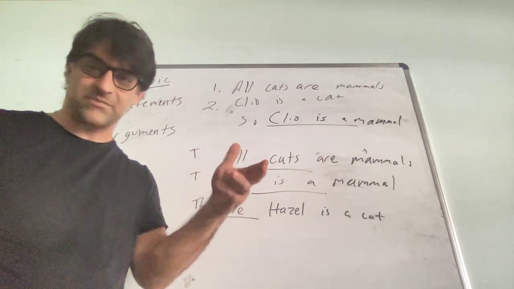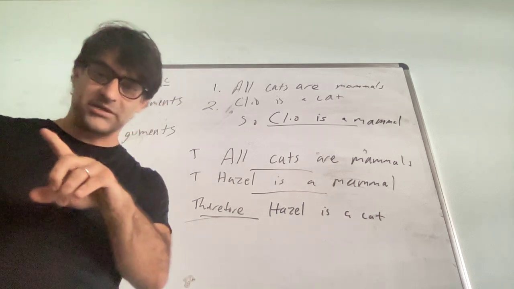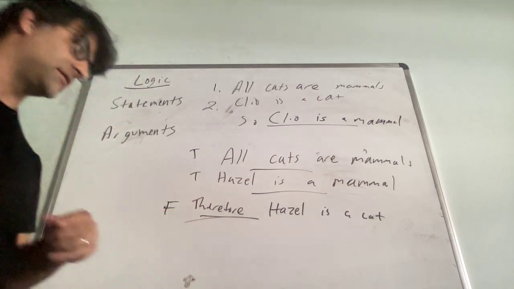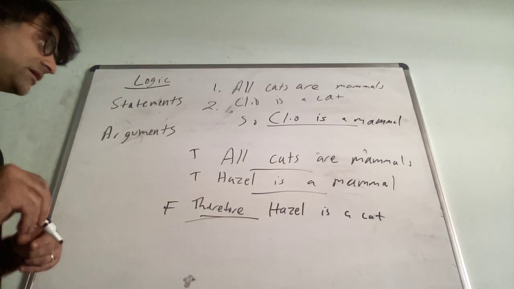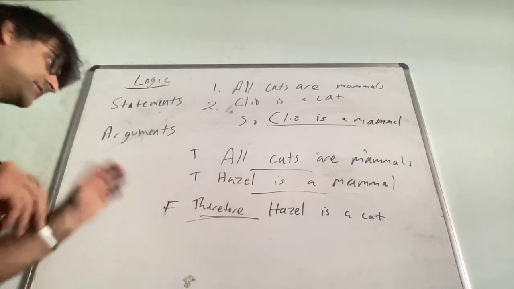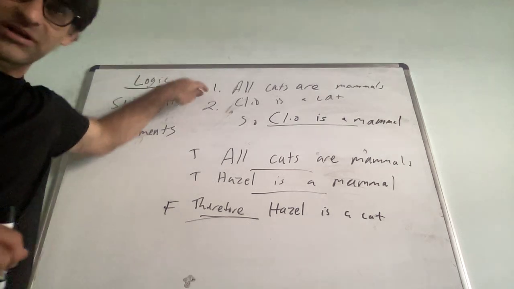Just because all cats are mammals and Hazel is a mammal does not force the conclusion that Hazel is a cat. And in fact, in this case, that's false. Hazel is not a cat. Hazel is a dog. So there's a difference between this argument and this argument.